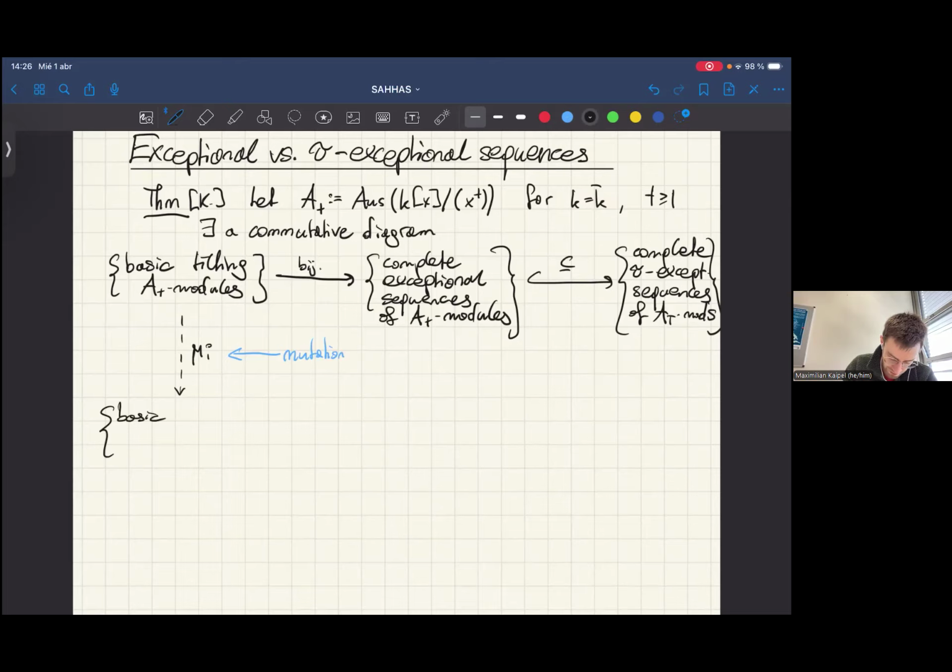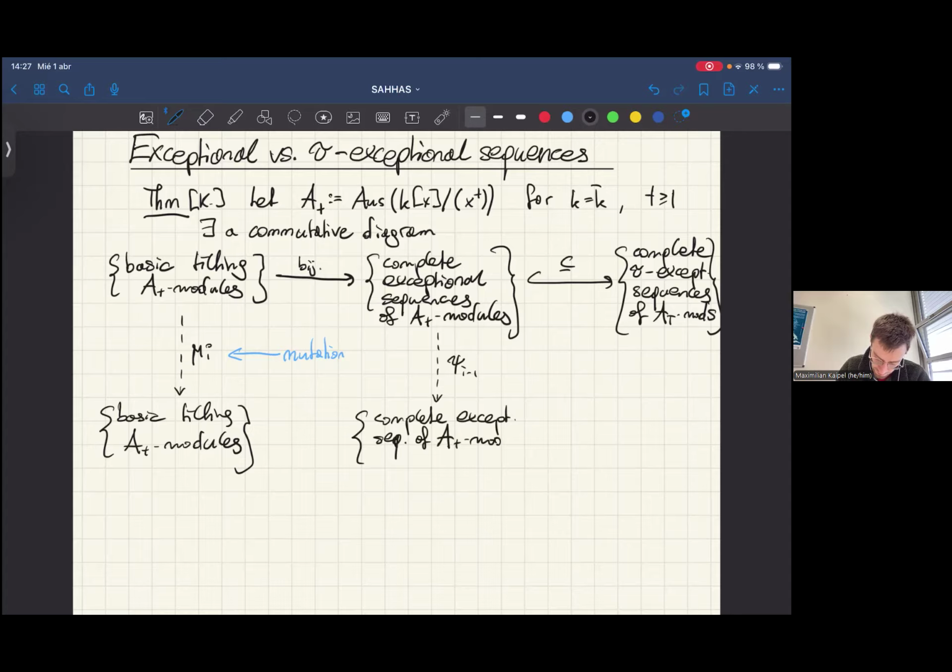So again, we have here, of course, basic tilting A_t modules. Then there's a similar mutation process for these complete exceptional sequences. Let's call it psi_i, giving us another complete exceptional sequence of A_t modules. And similarly, there's a process of mutation of complete tau exceptional sequences. And actually, this is always possible. I guess I might just write a solid arrow for this.